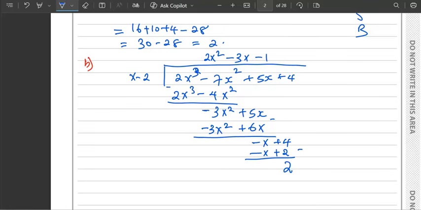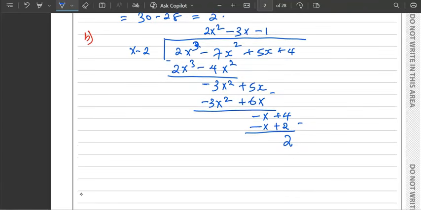So our quotient in this case, we can write the quotient as 2x squared minus 3x minus 1, and that becomes the solution.